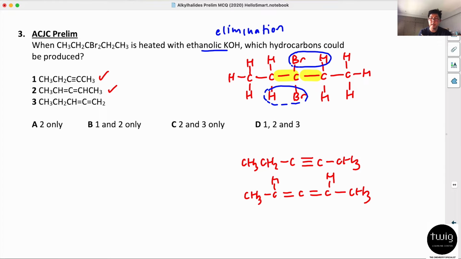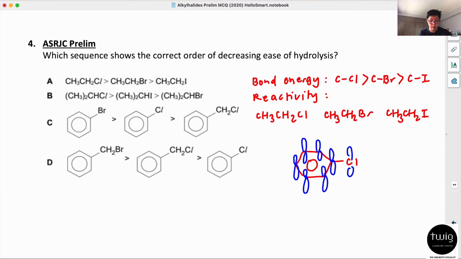There are no other ways to remove HBr. So actually 3 is incorrect. So the answer is 1 and 2, which means the option is B. Okay, let's look at the next question.